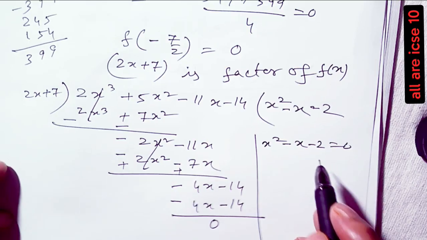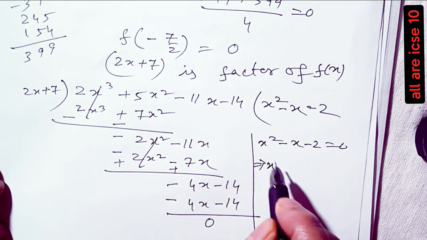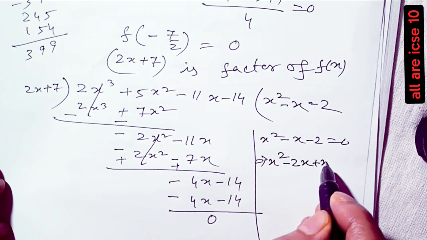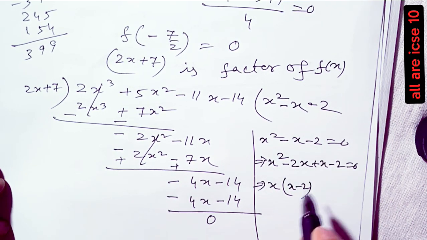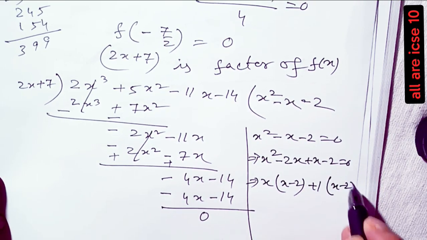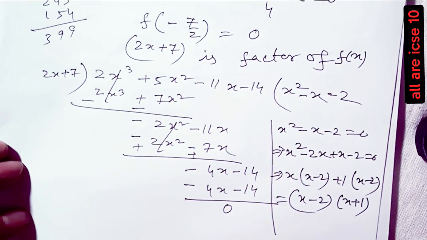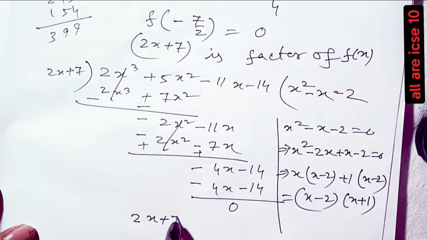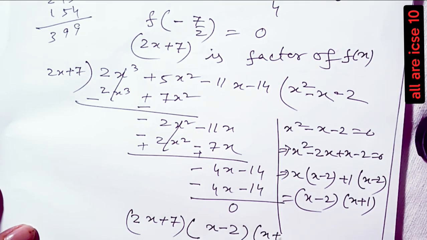Now x square minus x minus 2 is a quadratic equation. So here we get two factors. We solve it using middle term factorization. x square minus 2x plus x minus 2 equal to 0. From here we get x common, x minus 2, plus 1 common, x minus 2. So x minus 2 and x plus 1 are the other two factors. Now our answer is 2x plus 7 is a factor which was given, and we find the other two factors, x minus 2 and x plus 1.